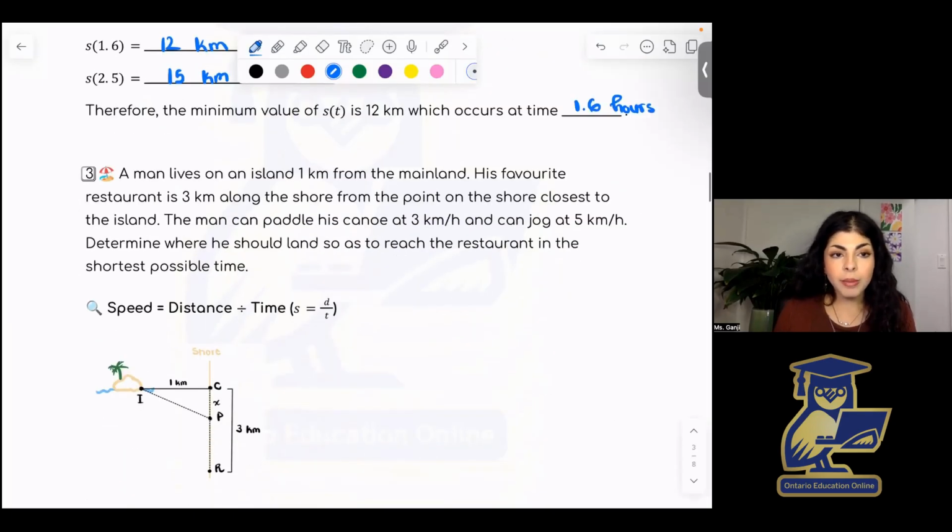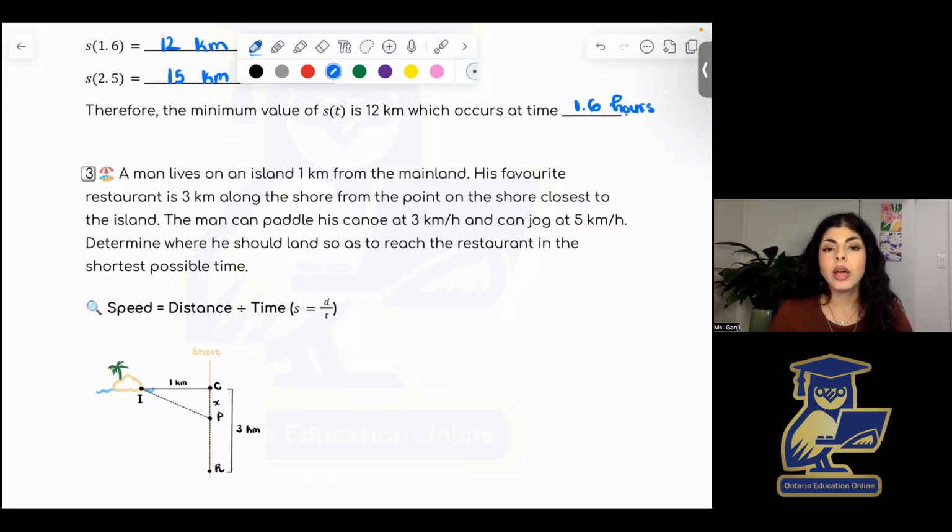Now, our next problem we have, a man lives on an island 1 kilometer from the mainland. His favorite restaurant is 3 kilometers along the shore from the point on the shore closest to the island. The man can paddle his canoe at 3 kilometers per hour and can jog at 5 kilometers per hour. And we're asked to determine where he should land if he's canoeing so as to reach the restaurant in the shortest possible time.